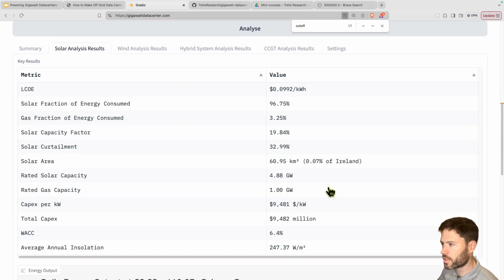And we should see that it reduces our costs significantly. We're down now to just under 10 cents, about 10 cents per kilowatt hour. You'll notice that we really need to use very little gas. Only 3% of the energy consumed is going to be gas.